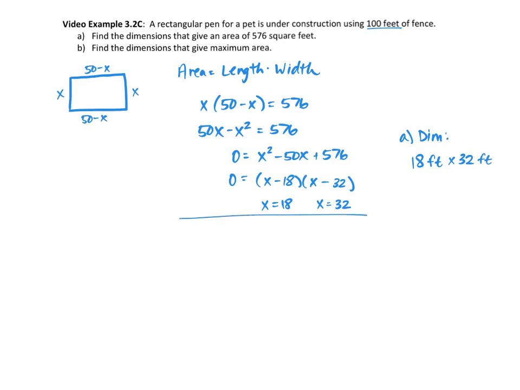Now let's think about part B. Part B says, okay, let's forget about the 576 square feet. Instead, let's find the dimensions that give a maximum area. So let's think about our area function. The area here, in general, if we keep it in terms of x, is equal to x times 50 minus x. Or if we distribute this out, we have negative x squared plus 50x. Whenever we see this word maximum, when we're thinking about quadratics, we want to think about finding the vertex.